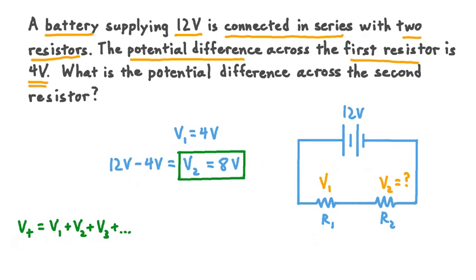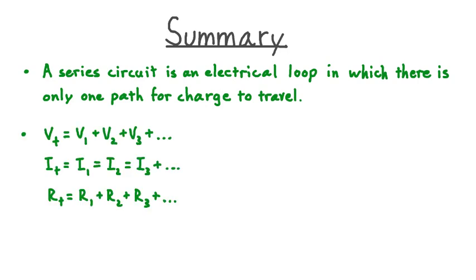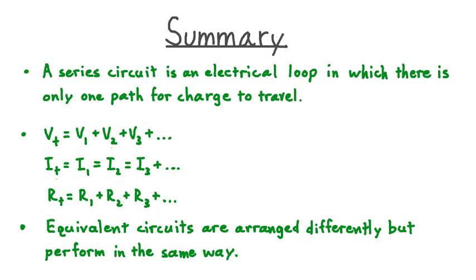Let's summarize now what we've learned about series circuits. In this lesson, we learned that a series circuit is an electrical loop in which there is only one path for charge to travel. We also learned a series of equations describing potential difference, current, and resistance in series circuits. These equations showed us that the total equivalent resistance in a series circuit is equal to the sum of the individual resistors, that current in a series circuit is the same everywhere, and that the potential difference supplied by the cell or battery is equal to the sum of the potential differences dropped across the other components of the circuit. And lastly, we learned about equivalent circuits, which are circuits that are arranged differently, but that perform in the same way. This is a summary of series circuits.